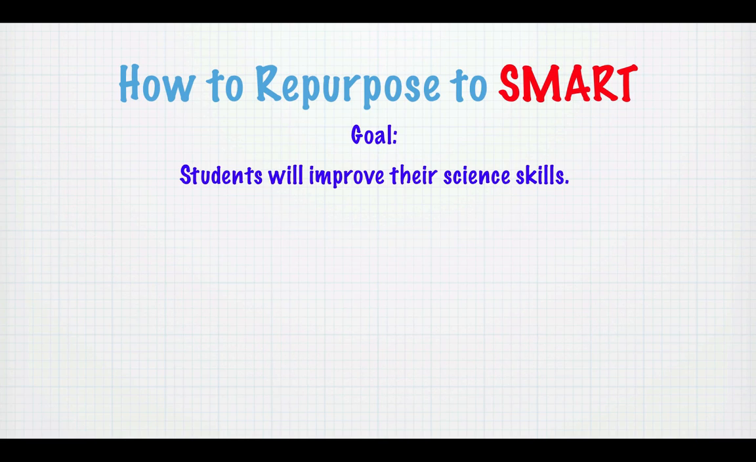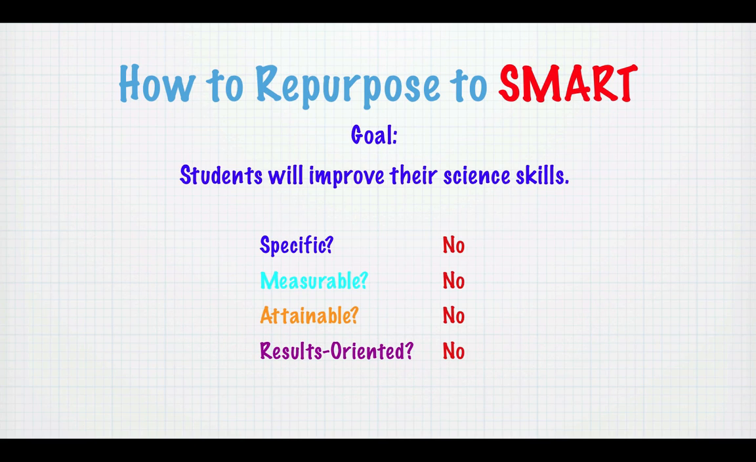For this goal, we currently have the goal of students will improve their science skills. Now, is this a SMART goal? Is it specific? No. Is it measurable? No. Is it attainable? No. Is it results oriented? No. Is it time bound? No. This is definitely not a SMART goal.